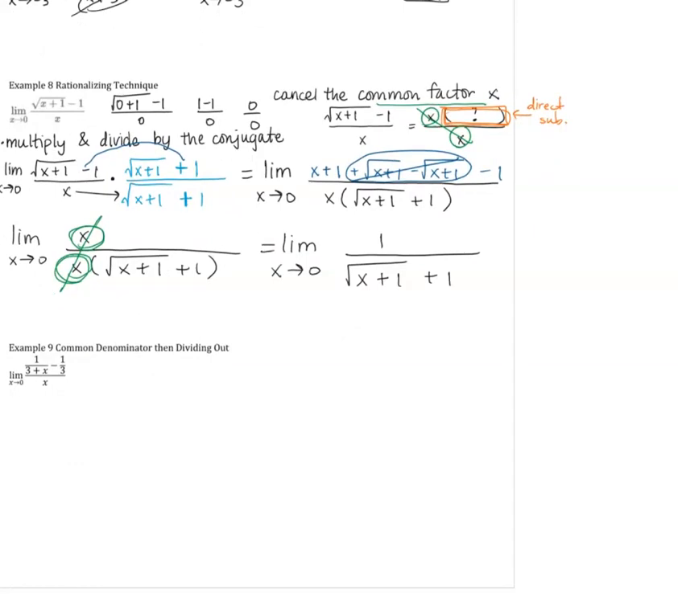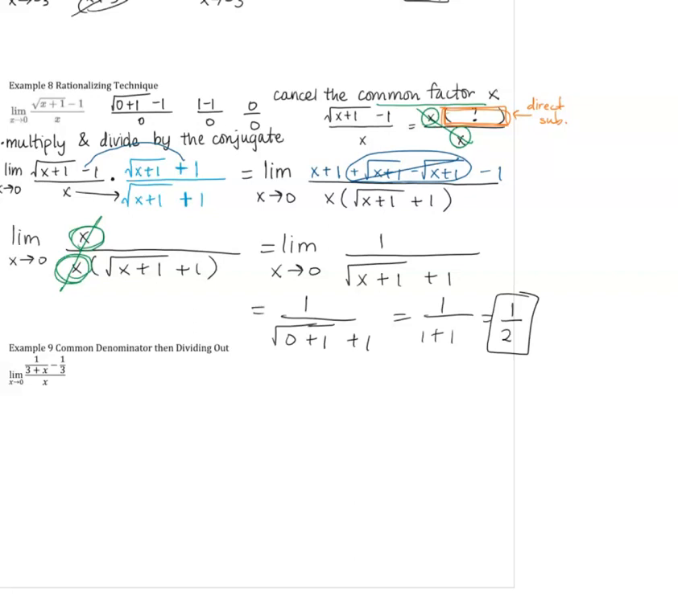So now that that common factor of x is canceled, now let's apply direct substitution. I'm going to come into what's left and replace all of my x's with 0. I only have one x to replace. And I'm left with 1 over 1 plus 1, which is a half.